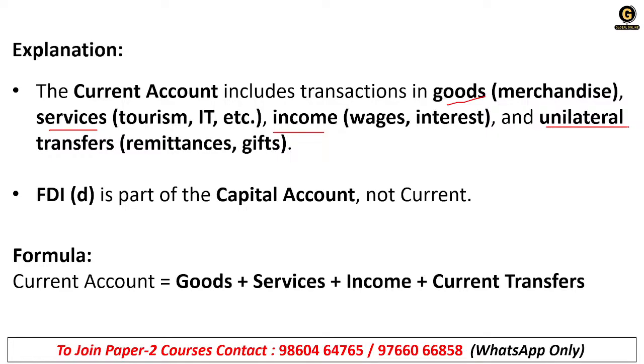In the capital account, FDI is a component. FDI is not a component of the current account. Clear? So that is why we have not considered it here. What is the formula for calculating the current account? First, we need to calculate all the goods, then services, then income, and then current transfers. That equals your current account.